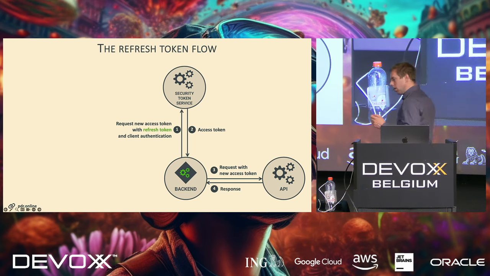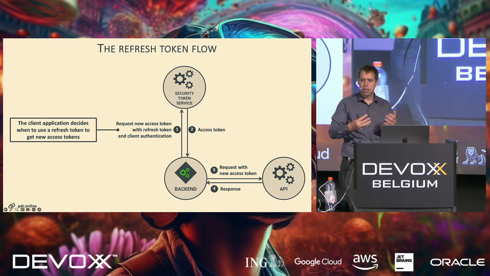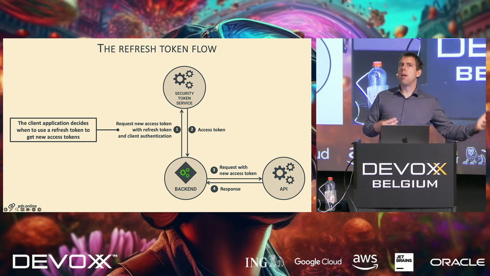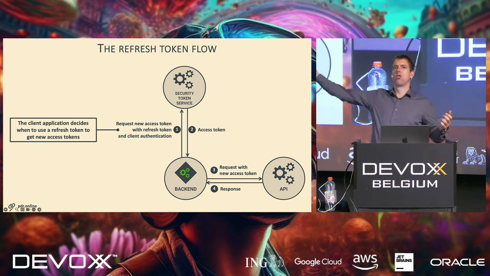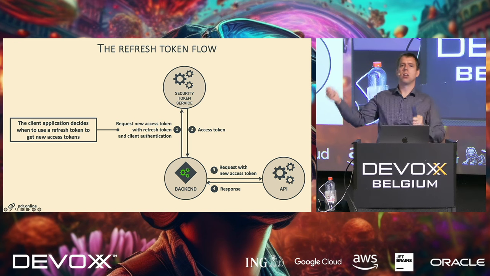The client decides when to use a refresh token. Gives you some flexibility in implementation. You can monitor API responses. Just throw a request to the API, and if the API comes back like, hey, your token is expired, you can be like, oh yeah, whoops, my bad. Go to the STS with a refresh token, get a fresh one, and make the call again.